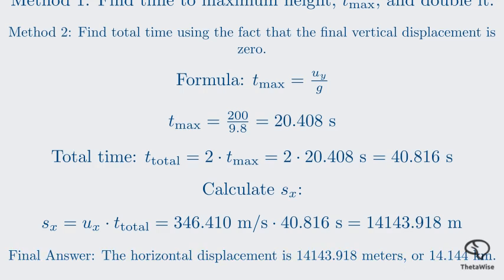The memo uses a different shortcut for the range: U squared sine of 2 theta over g. If we use that, we get 14139.190 meters. The difference is minor and is due to rounding in our intermediate time calculation. Both results are essentially correct.